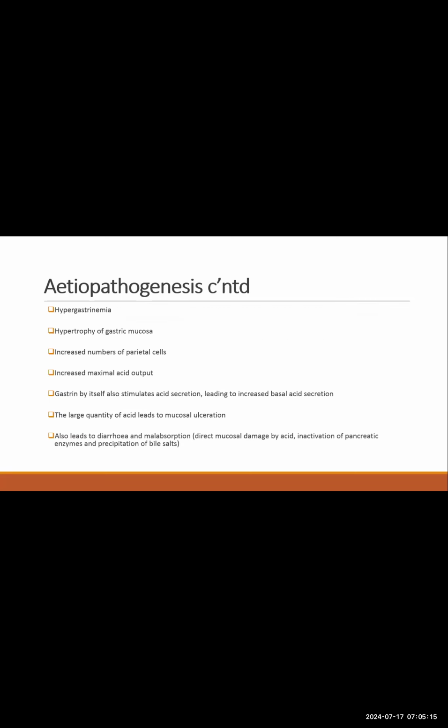And the etiopathogenesis, like we said before, is the gastrin secreting tumor results in hypergastrinemia, which results in gastric mucosal hypertrophy, increase in the number of gastric parietal cells, and then the secretion of the acid leading to mucosal ulceration. It also leads to diarrhea and malabsorption. And the malabsorption is usually multifactorial, being caused by direct mucosal damage by the acid, also inactivation of the pancreatic enzymes, and then precipitation of bile salts.